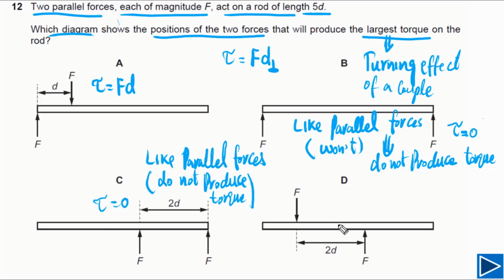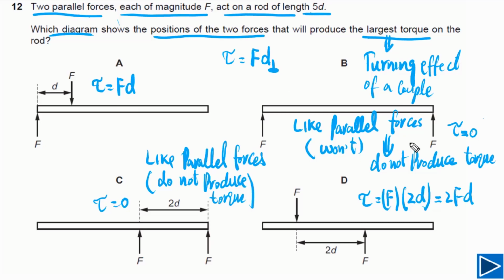Now if you look at option D, these two forces form a couple. They have the same magnitude, they're acting in different directions, they are not acting along the same line, and they are separated by this distance. This is the perpendicular distance between these two forces. The torque produced by this couple is equal to the magnitude of one force times the perpendicular distance between the two forces, which is 2d in this case. So simply this is equal to 2Fd.